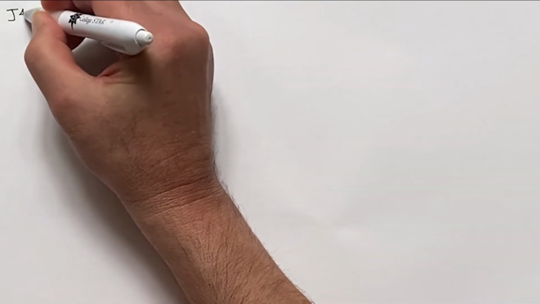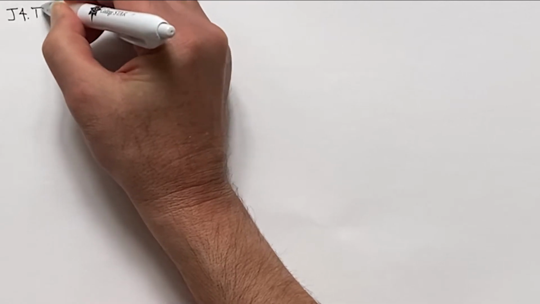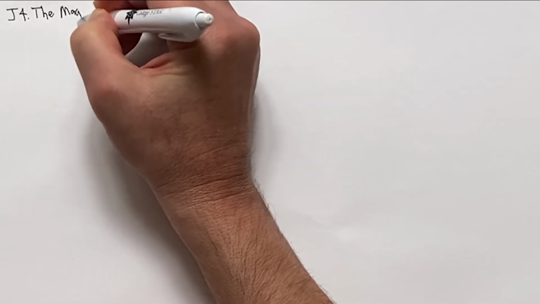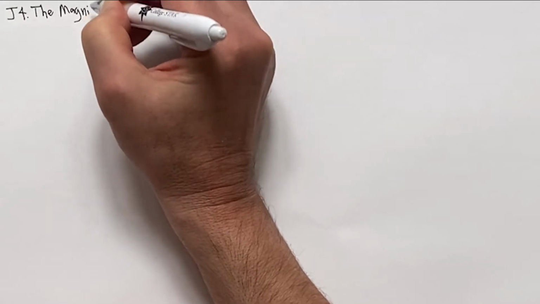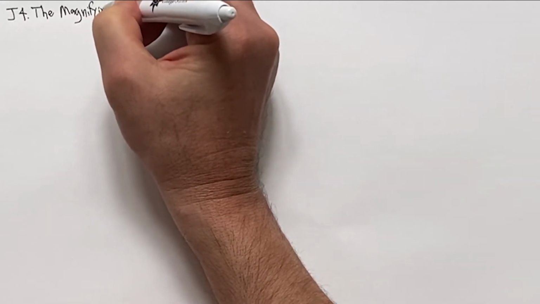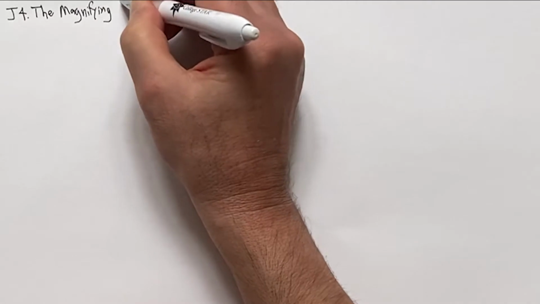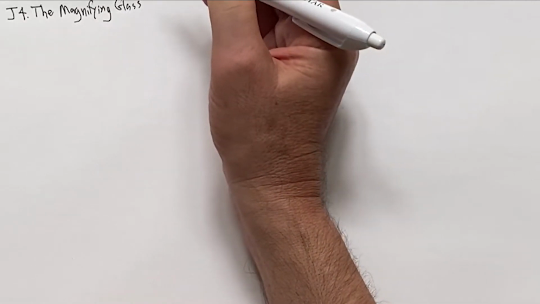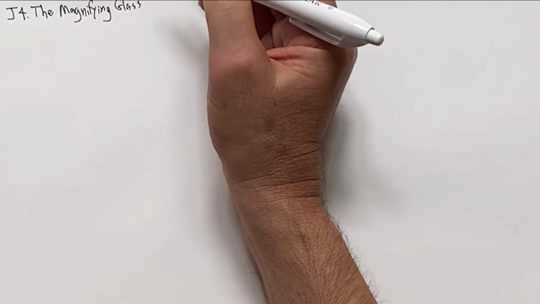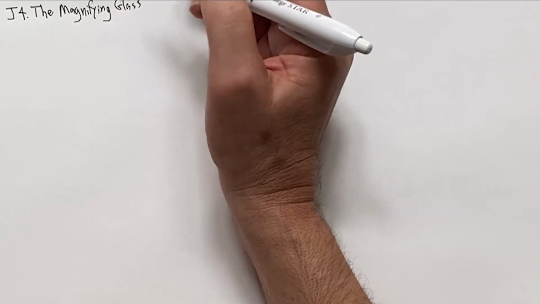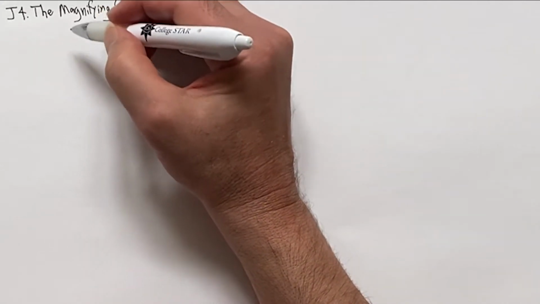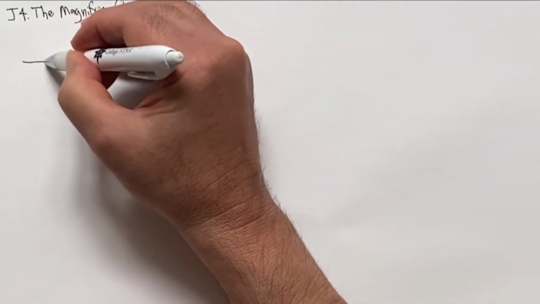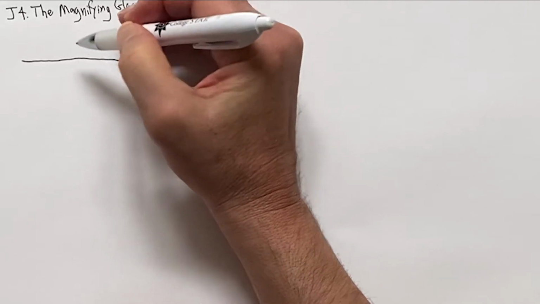J4 is a magnifying glass. Now, the magnifying glass, let's look at first how close something can get to the human eye.